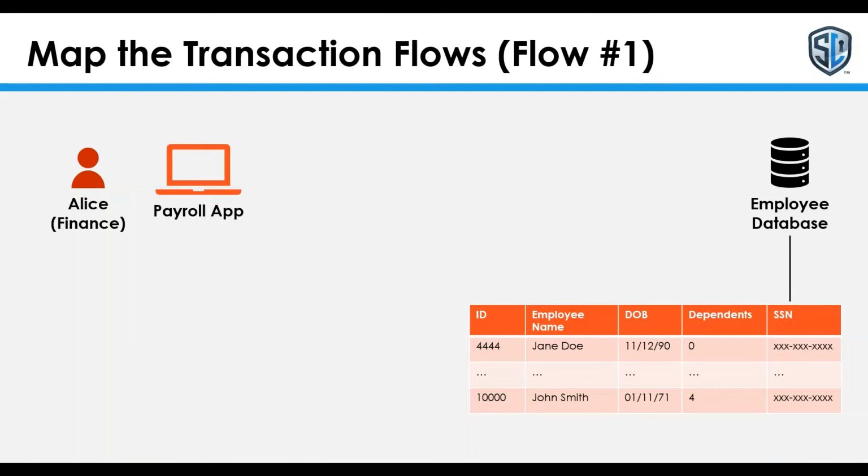So here you have an example of how to map transaction flows. We have a couple of examples of what you might need to do if you wanted to create a policy. The first step is to figure out what all your flows are. In this case, we have two different flows. This is flow number 1, and Alice is in finance. She has a payroll app, and she needs access to this database.